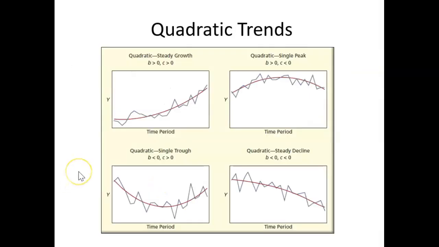And quadratic trends look like this. So the quadratic model, when b and c are both positive, looks like the exponential model, where the trend is increasing at an increasing rate. But if b is greater than 0 and c is negative, then you can estimate these hill-shaped models. If b is less than 0 and c is greater than 0, you can estimate these U-shaped models. And if both b and c are less than 0, then that would best fit a time series that is decreasing at an increasing rate.